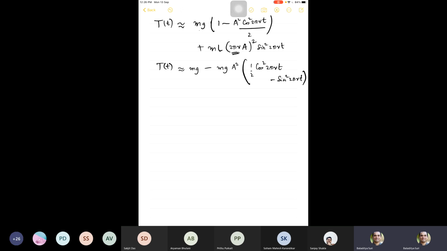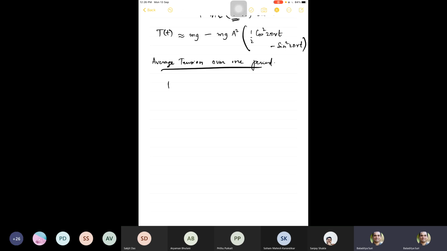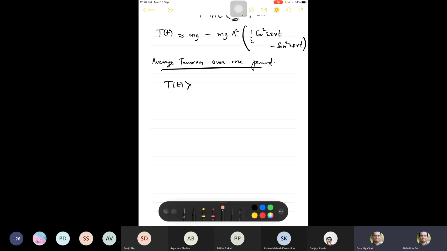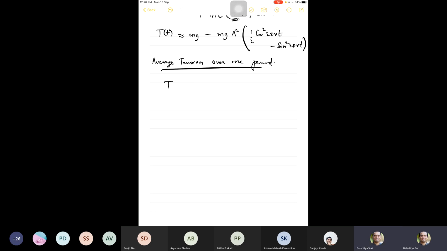Okay, so the average tension, if you now compute the average tension over one period of oscillation, is T of t. I'm not going to say T of t anymore because that is now an average quantity. So the average value of T will be mg minus mg a squared times cosine squared, which will give you a half, and sine squared will give you another half. So you get 1/4 minus half. So this will give you mg plus mg a squared by 4. This is the average tension.